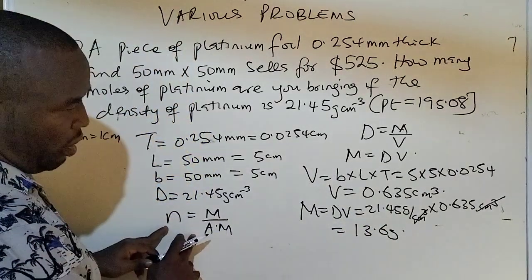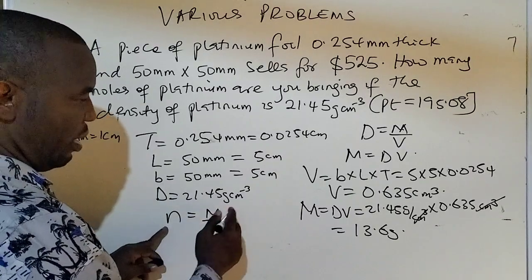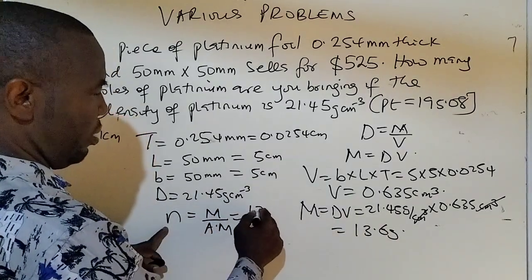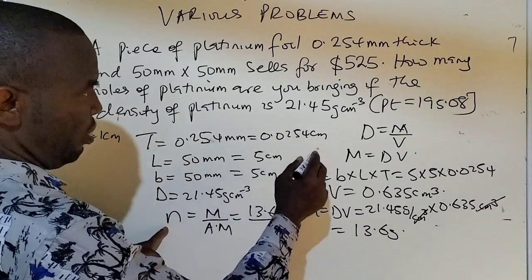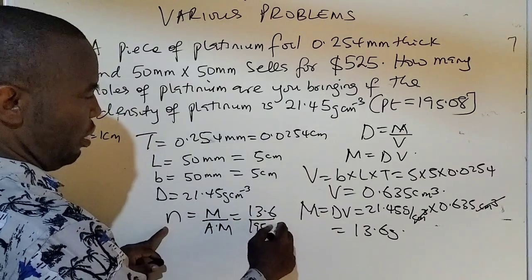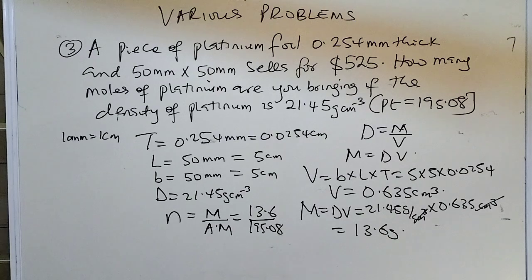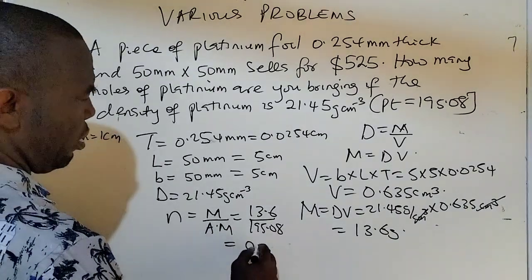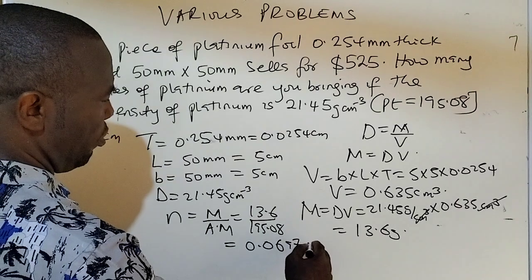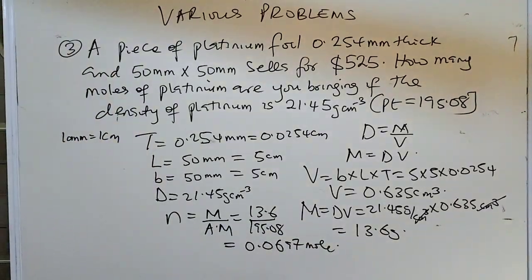So applying this formula now, mole equals mass over molar mass. Our mass is 13.6. The atomic mass of platinum is 195.08. When we divide, we get the number of moles of platinum in the foil, which is 0.0697 mole as our final answer.